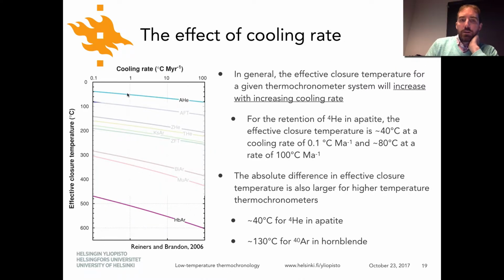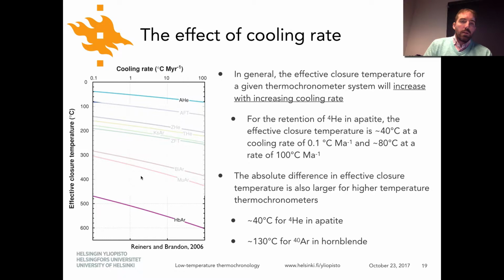So here's the plot where you can see a little bit about the cooling rates. On the horizontal axis is the rate of cooling. And these different little letters on here, you can only see a couple of them, are different thermochronometer systems. So this is helium within the apatite crystal, usually abbreviated AHe. And then down here at the bottom, the higher temperature range, is argon in hornblende.